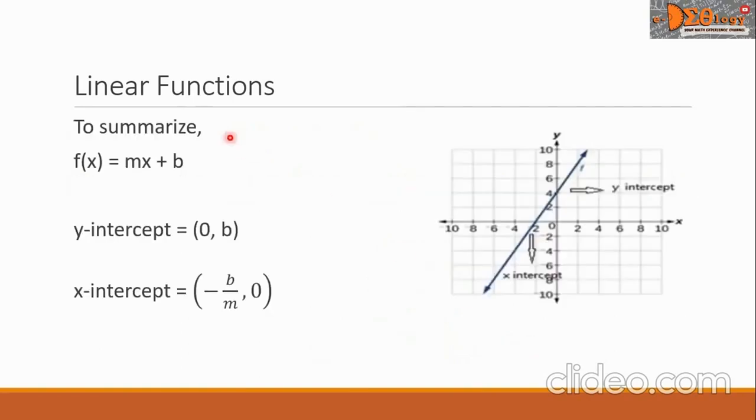To summarize, the general form of the linear functions is f of x equals mx plus b. For the y-intercept, we may write the ordered pair (0, b). For the x-intercept, it has the ordered pair with x-coordinate negative b over m. Take note, this b is the y-intercept over the m, which is the slope of the line. Then comma 0.